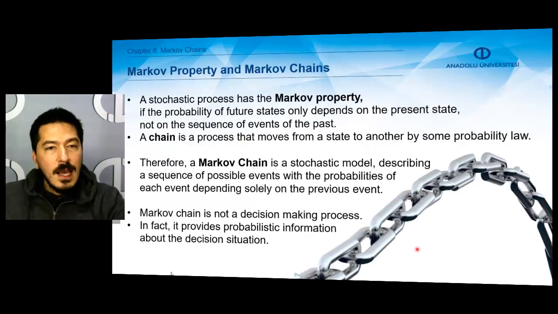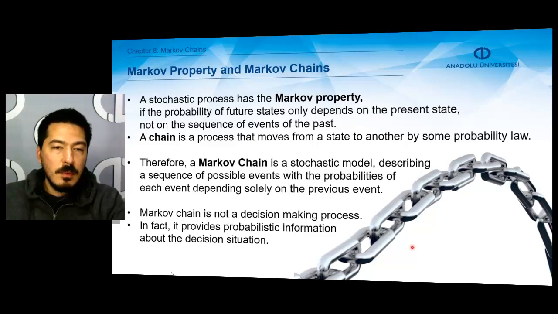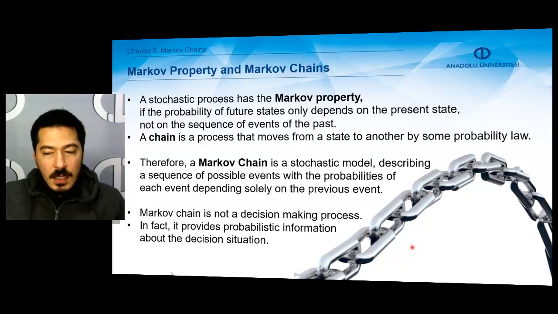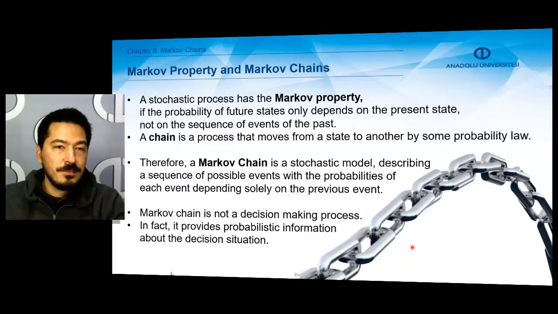A stochastic process has the Markov property if the probability of the future states only depends on the present state, not on the sequence of events of the past. A chain is a process that moves from one state to another by some probability law. Therefore, a Markov chain is a stochastic model describing a sequence of possible events with probabilities of each event depending solely on the previous event. Here, it's important to emphasize that a Markov chain is not a decision-making process. In fact, it provides probabilistic information about the decision situation.